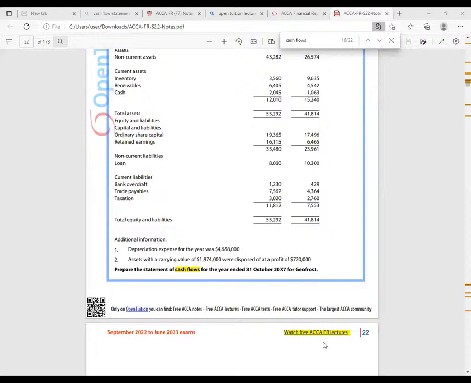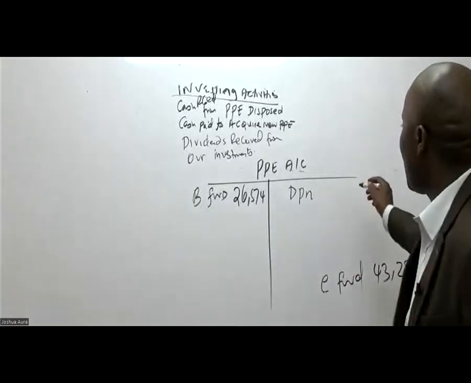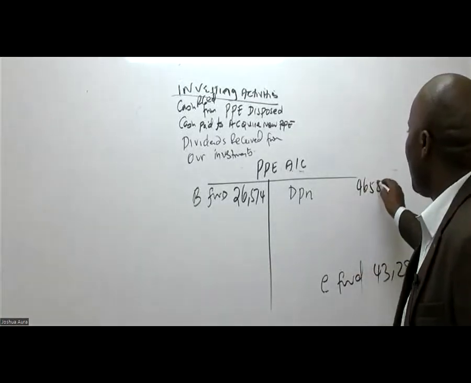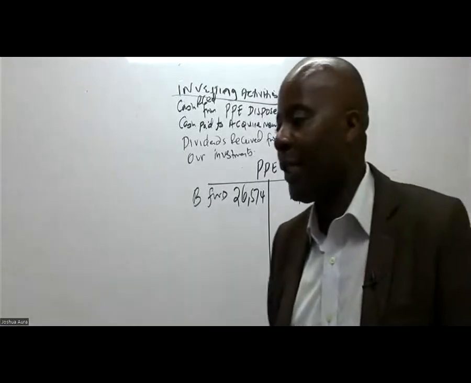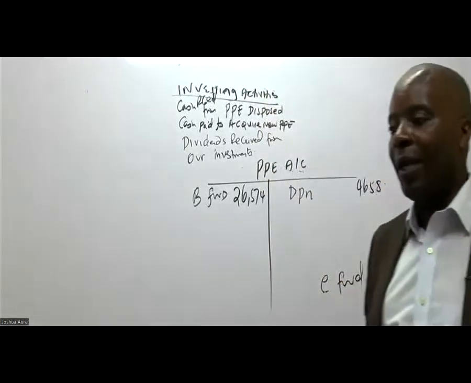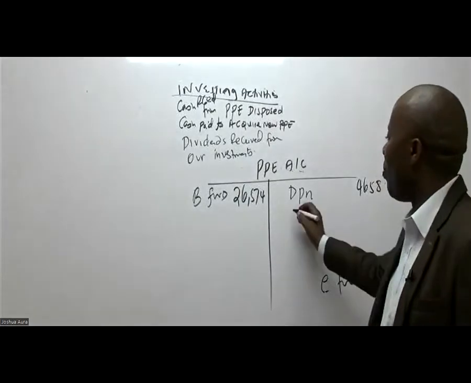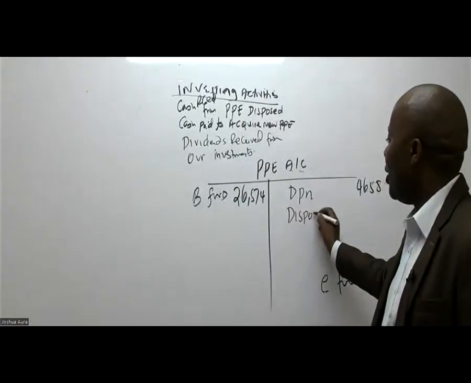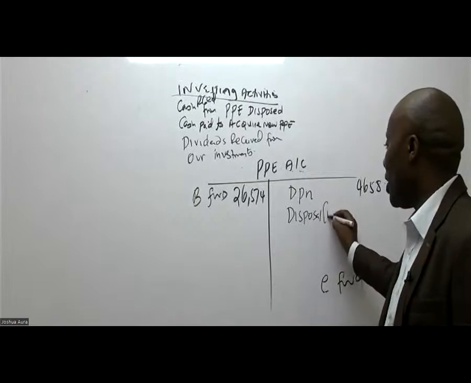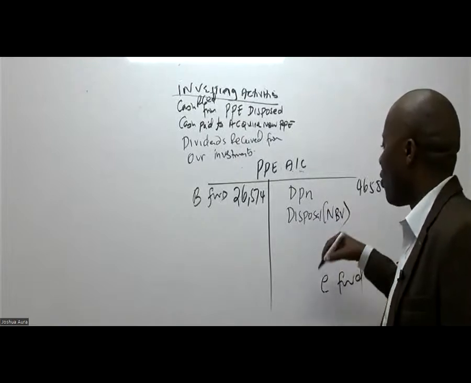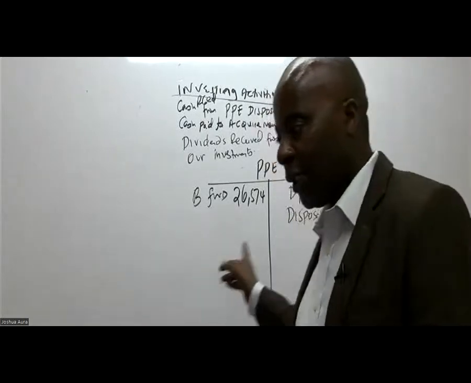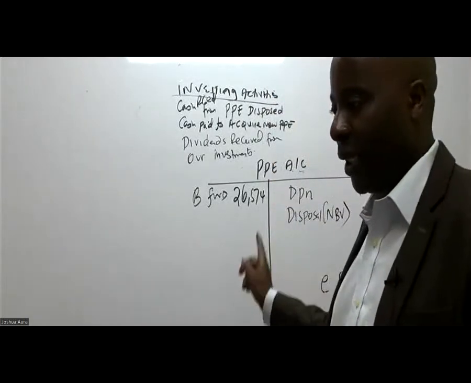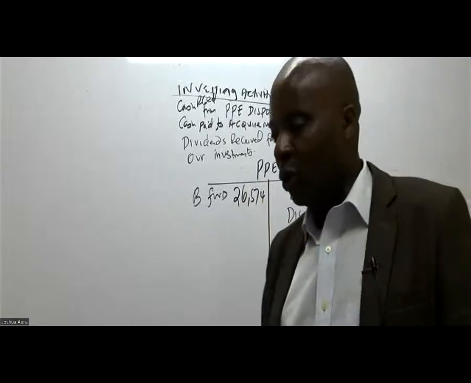Thank you so much. Then they are giving us something they are called disposal. We may dispose. So we have here disposal. So remember, disposal here should be the net book value of the assets that you disposed, not the cash. Don't bring cash there. It's net book value of the assets that were disposed.